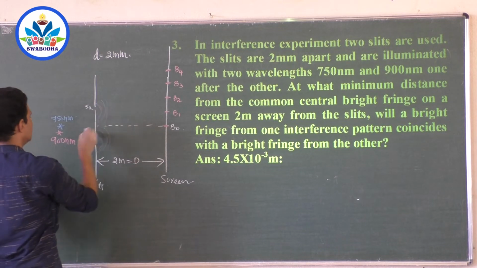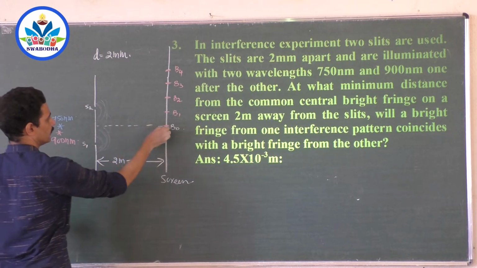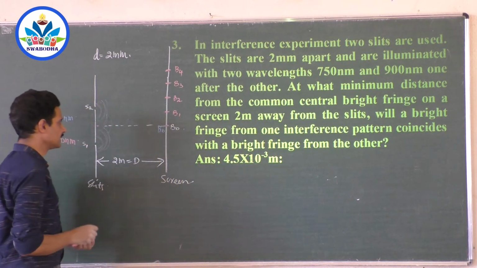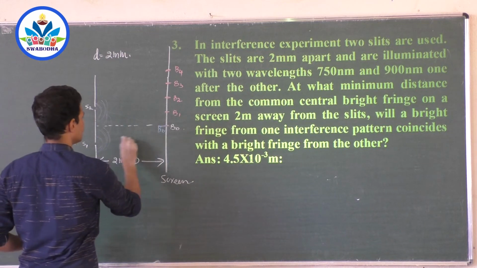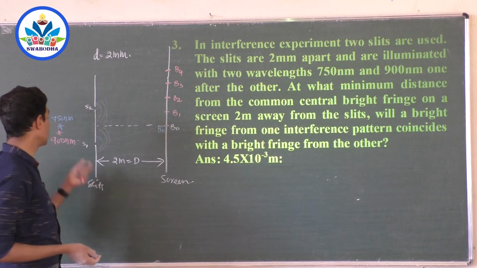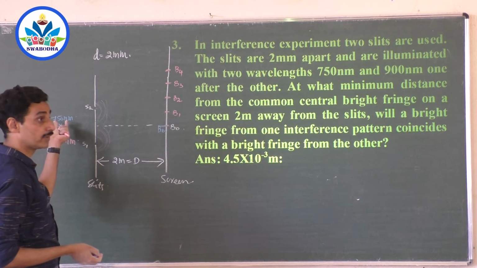And now red, the other one, is switched off. So it will form its own bright fringe here. It should be a bright fringe, right? The central fringe is always bright because for all the wavelengths there is no path difference here. What about the next bright fringe formed by this lower wavelength light?